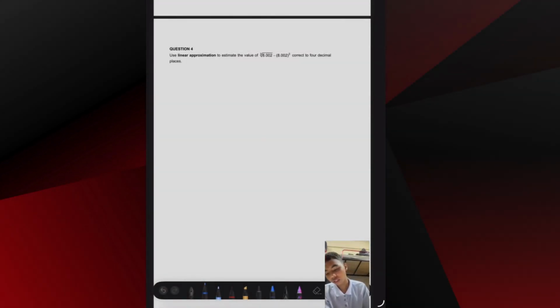Okay, the fourth question is, use linear approximation to estimate the value of cube root of 8.002 minus 8.002 cubed, correct to 4 decimal places. So for this question, we have 5 steps. The first step is we need to identify f of x. How to identify f of x? We need to replace this with x and this also with x.